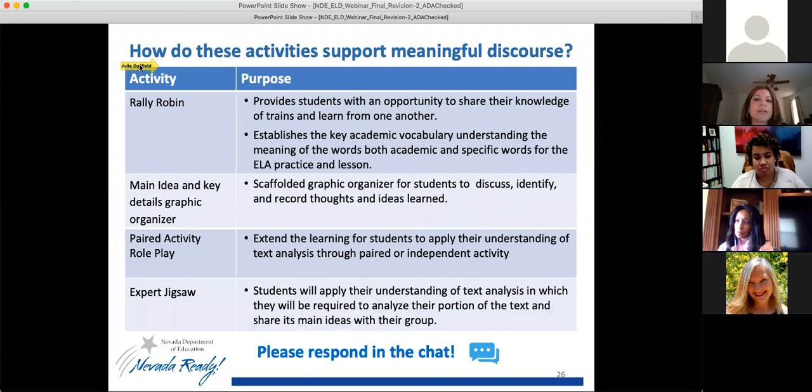Next slide, please. So thinking, how do these activities support meaningful discourse? And that's definitely what we want to continue doing in our classrooms, is providing that meaningful discourse. And so just the rally robin, main idea, paired role, expert jigsaw. So take a minute and think, how do these activities support meaningful discourse? And then once you have your thoughts, go ahead and respond in the chat. You can also unmute if you want to share.